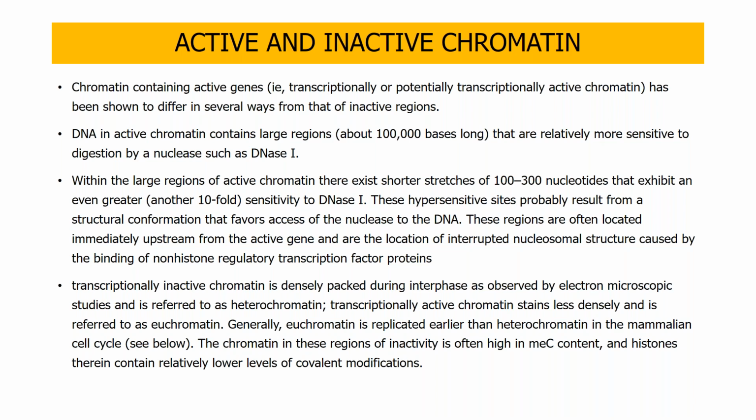DNA in the active chromatin contains large regions which are sensitive to digestion by DNase. Within these large regions, there are stretches of 100 to 300 nucleotides that exhibit even greater sensitivity to DNase. These are hypersensitive sites, and they are often located upstream, meaning before, the active gene. Okay.